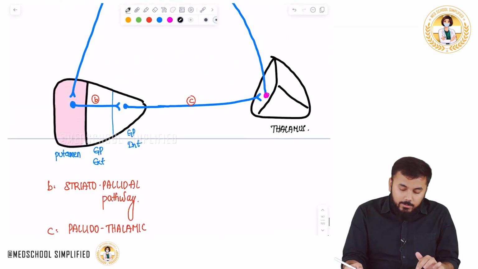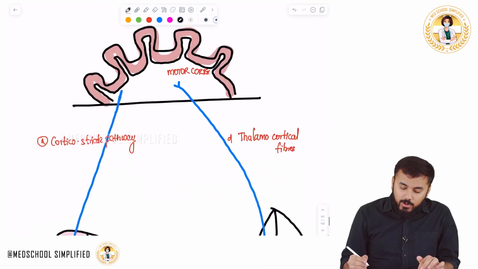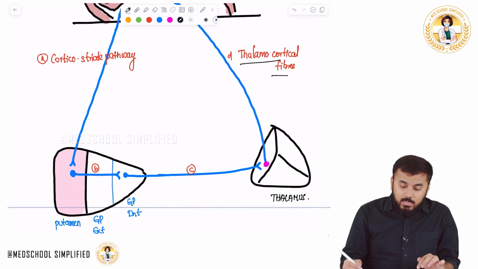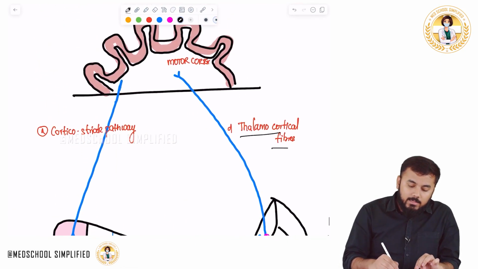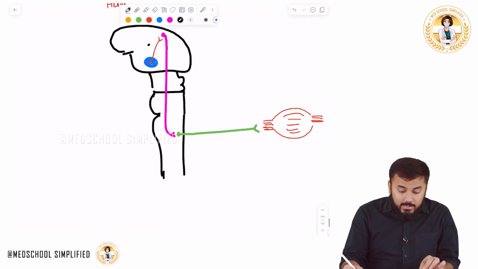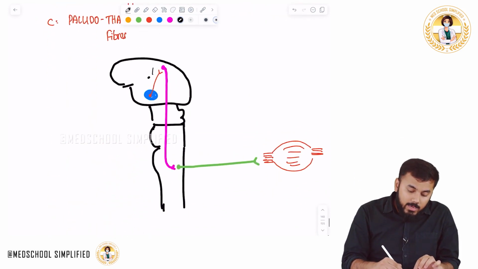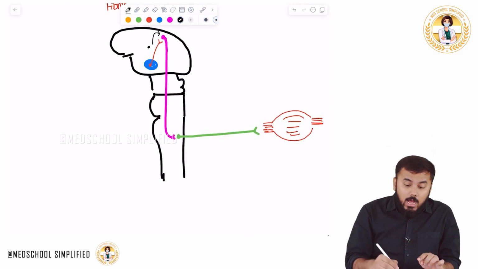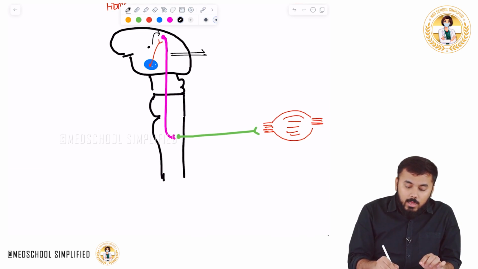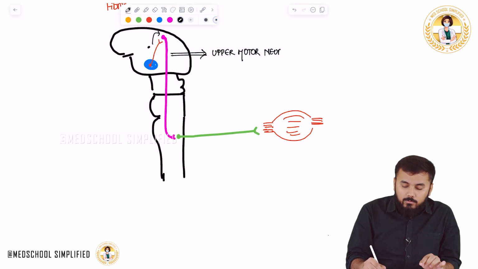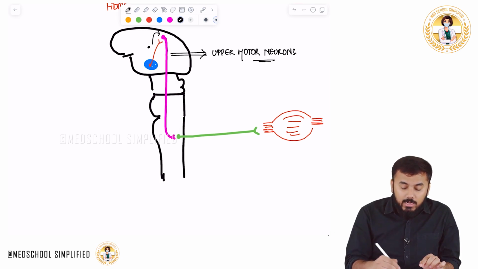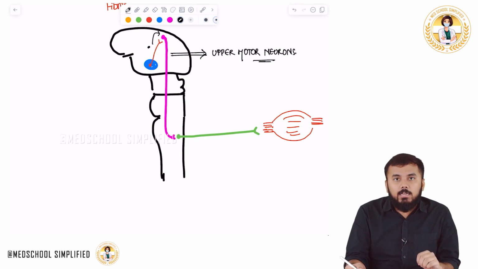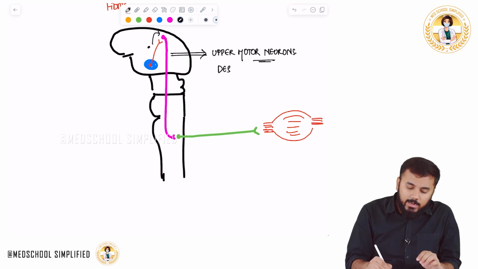See here what has happened. Whatever plan has been made, finally it entered into the thalamocortical fibers, and from the thalamocortical fibers the plan has entered into the motor cortex. And in the motor cortex, this plan is transferred to other neurons here, right? So these neurons over here are called upper motor neurons. Upper motor neurons are descending down or ascending up? They are descending down. That is why these are called descending tracts.